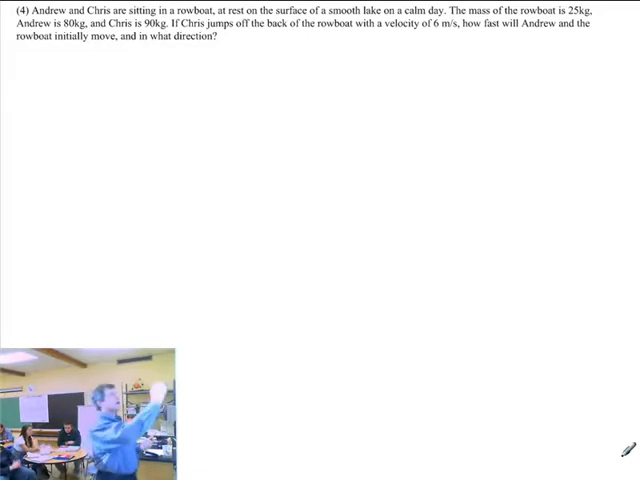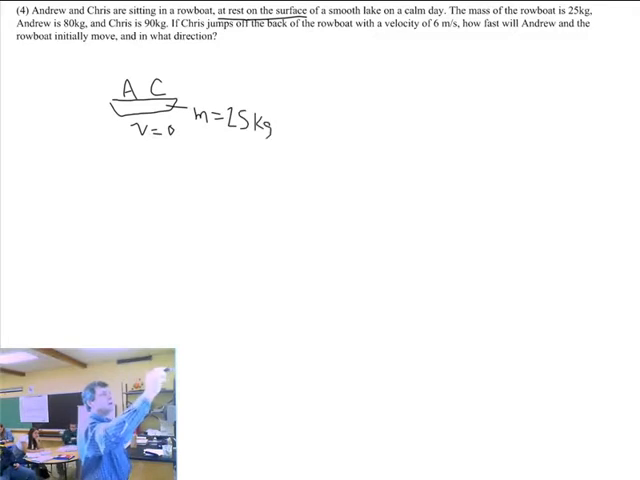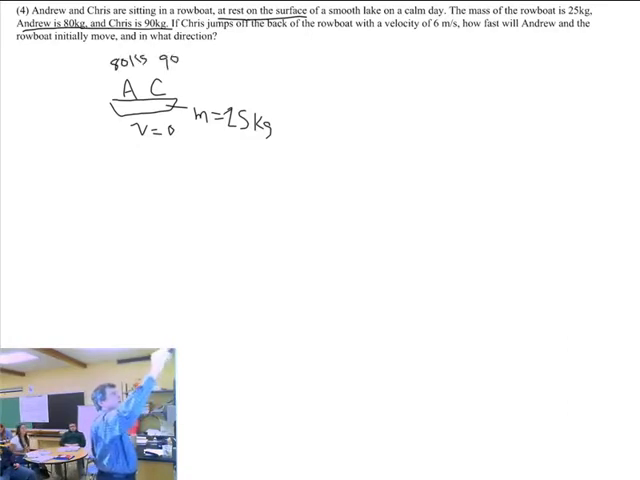Andrew and Chris are sitting in a rowboat. So there's a rowboat, there's Andrew and Chris at rest on the surface of a smooth lake. Okay, so I know they're not moving. I know the mass of the rowboat is 25 kilograms. Andrew is 80 and Chris is 90. This is not my official sketch. I'm just trying to imagine and form a picture in my mind of what this problem is describing.